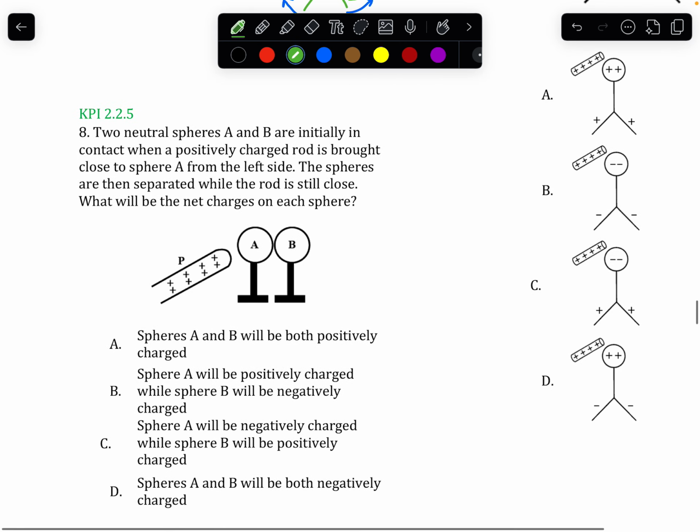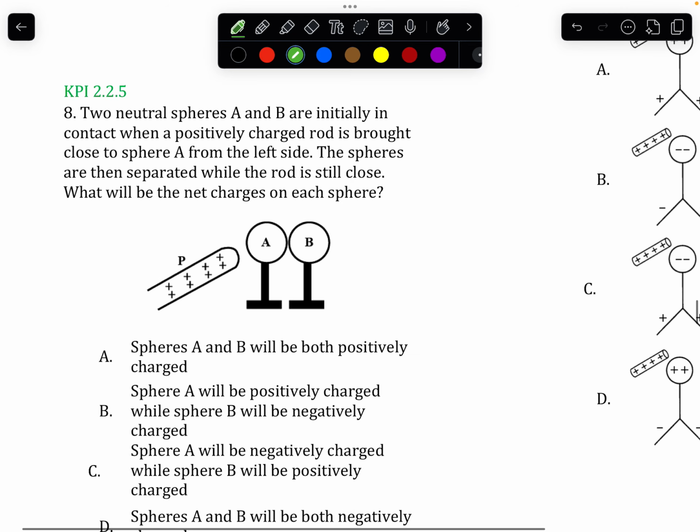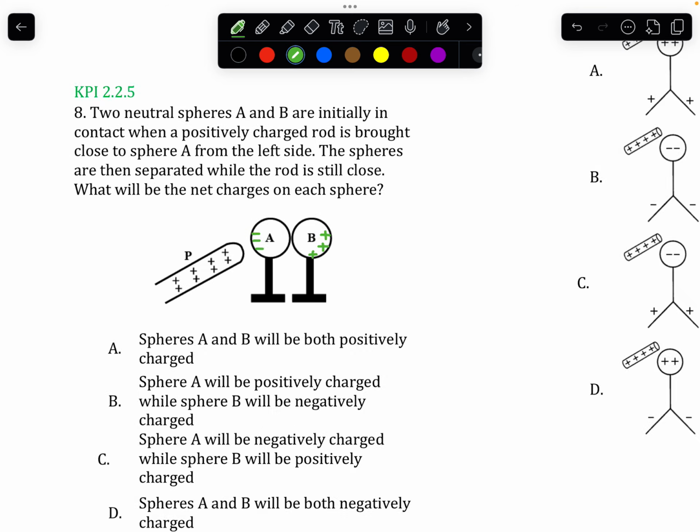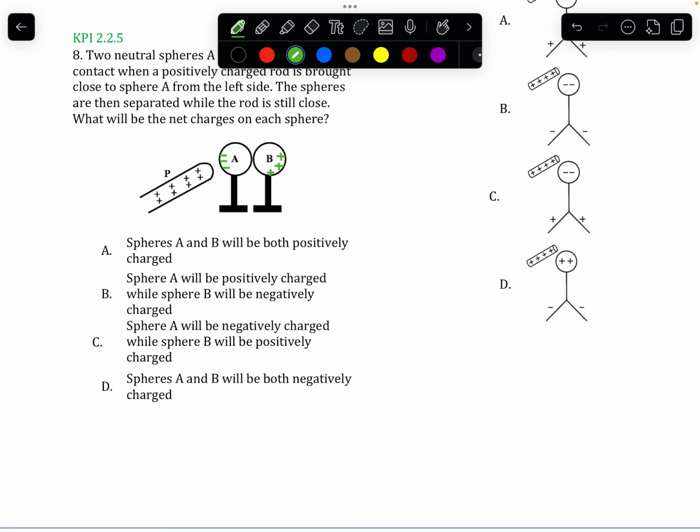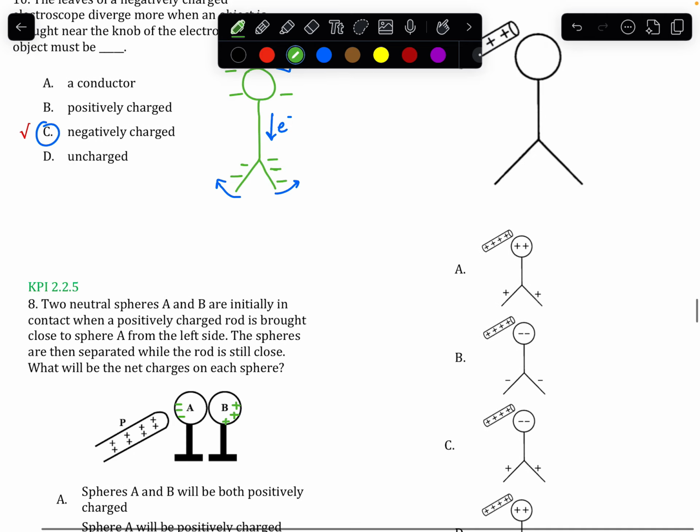Question 8. Also here I approach a positive charge. So this means that negatives will accumulate on A, leaving B positive. So the correct answer is that sphere A will be negatively charged and B positively.